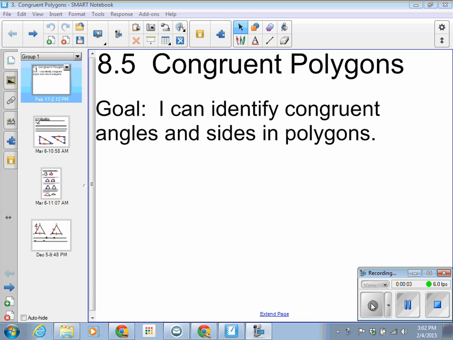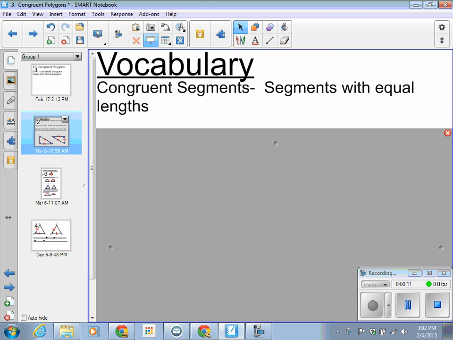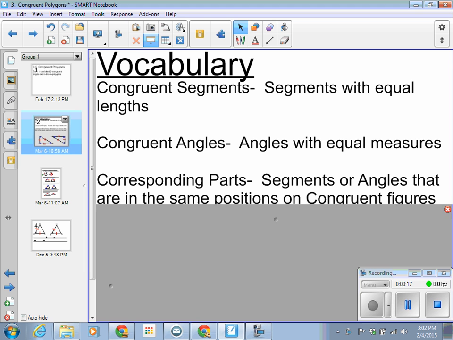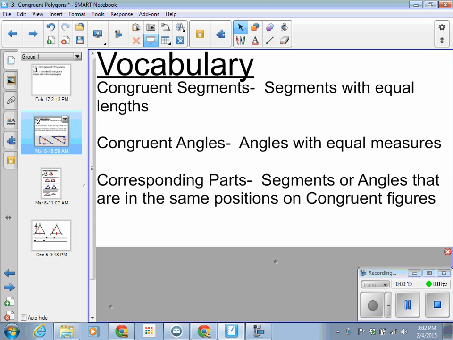Our lesson is on congruent polygons. The goal is to identify congruent angles and sides in polygons. The vocabulary: congruent segments are segments with equal lengths. Congruent angles are angles with equal measures. Corresponding parts are segments or angles that are in the same position on congruent figures.